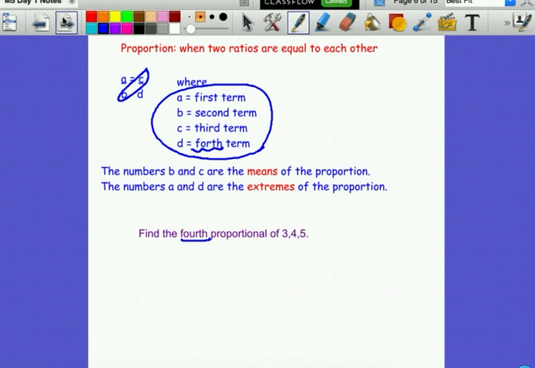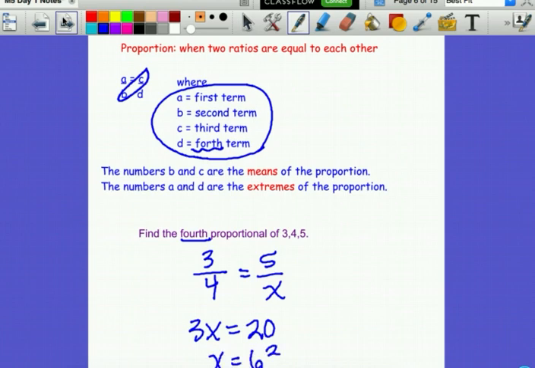But if they are looking for the fourth proportional, they really want you to set up that 3 over 4 equals 5 over what? So we're going to set it up in that order where we have the first, second, and third term, but we're looking for the fourth. Then we can cross multiply. 3x equals 20, and we are going to end up with a fractional answer here, and that is totally okay. So if we divide 20 by 3, we end up with 6 2/3. So the fourth proportional would be 6 2/3.